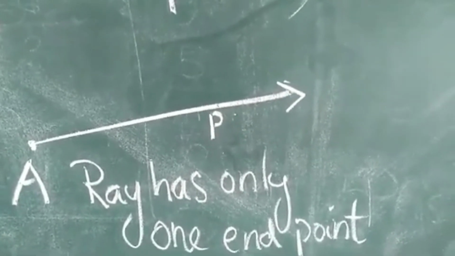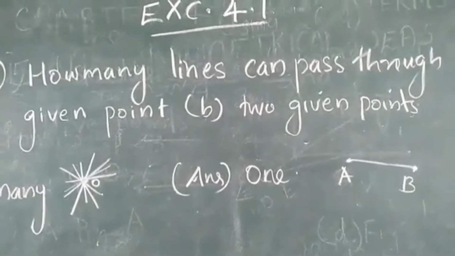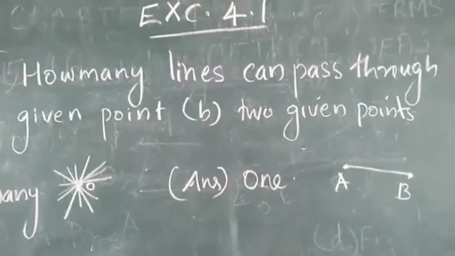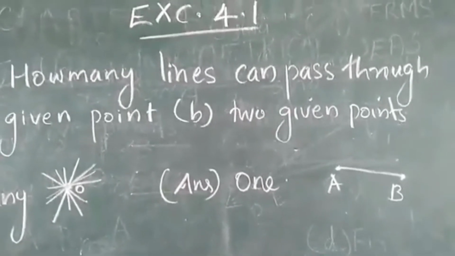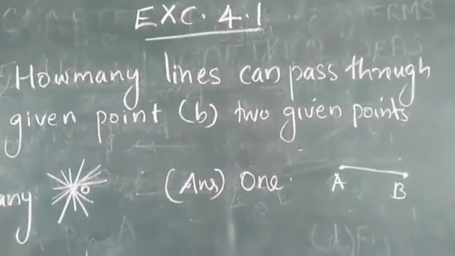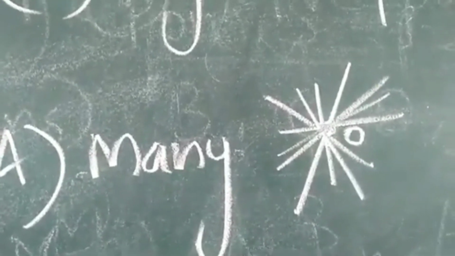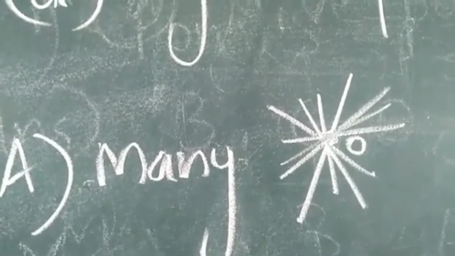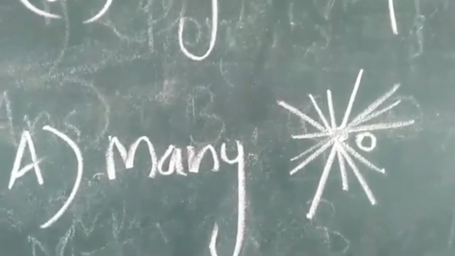Okay, so these are the basic concepts. How many lines can pass through a given point? That means how many lines can pass through 1 point? Next question, 2 points. Here you can see a common point O. Through that O we can draw many lines. So answer is many.